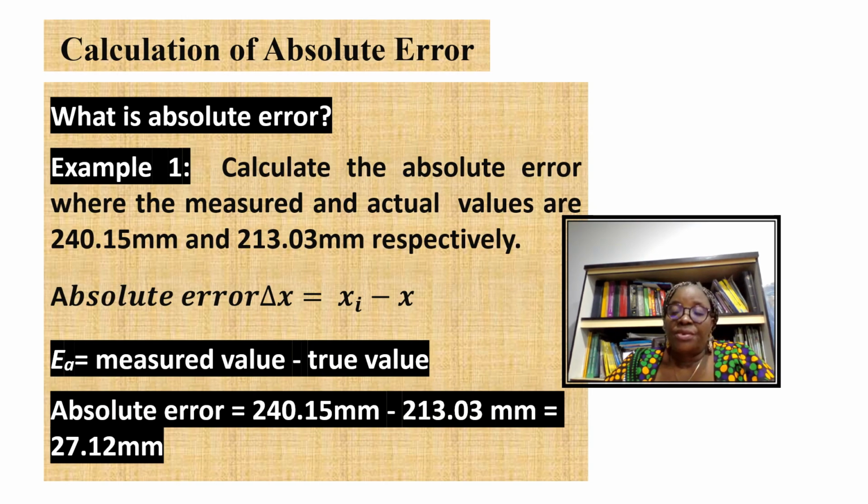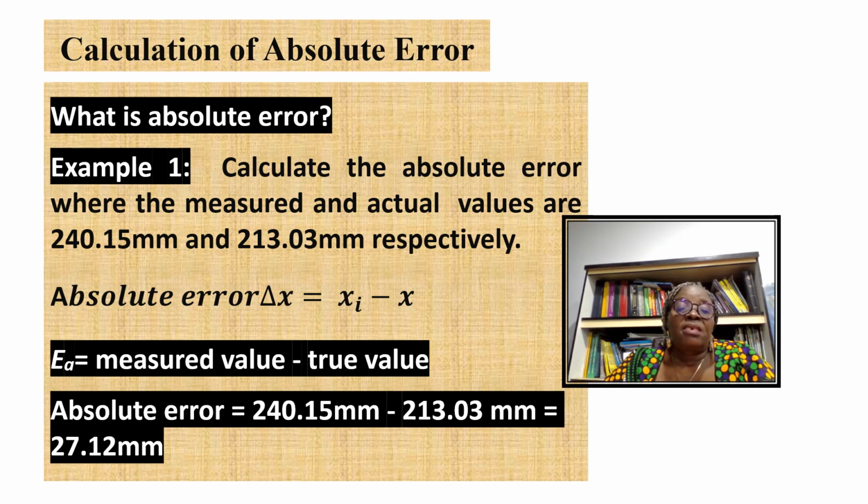What is absolute error? The absolute error is the difference between the measured value from the true value. The measured value is the measurement that the researcher got. The actual values are the values from the analyst, the standard analyst.